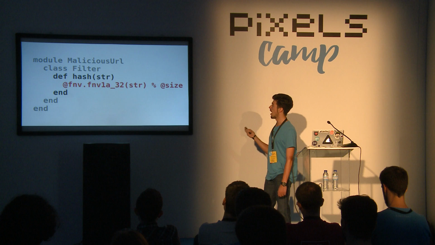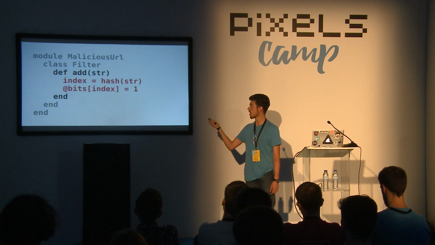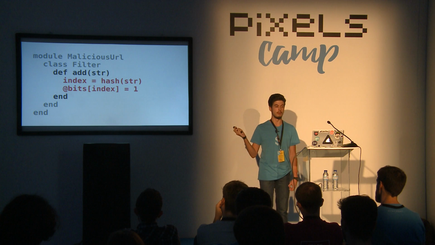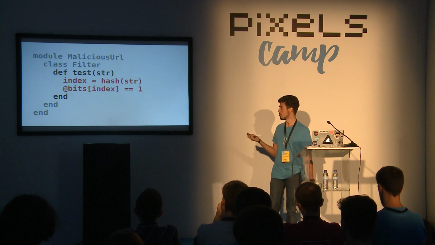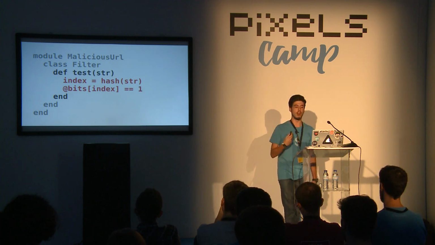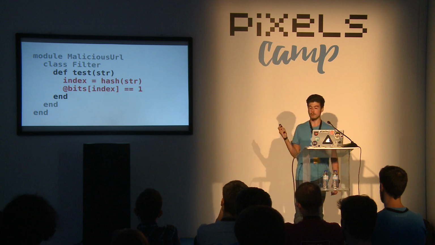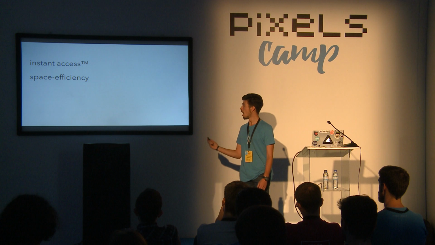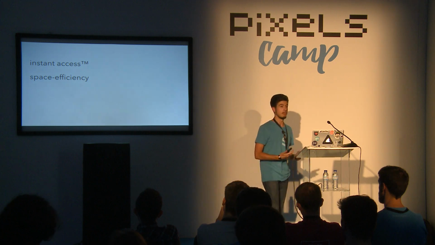So we know how to hash. We can simply retrieve the index from the hash function, and then we can set the corresponding bit to 1. And testing is doing pretty much the same thing, except we're verifying that it's indeed 1. And right now, we still have instant access, which is good. And we have space efficiency, which is even better.